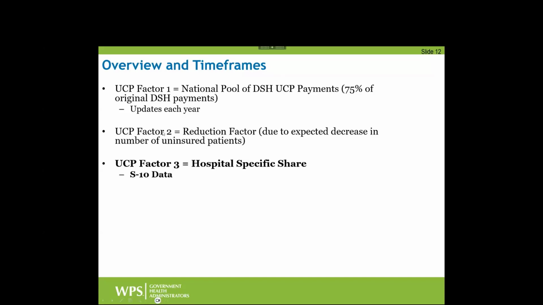So factors one and two, we're not auditing those. That's data CMS gets, and they publish in the Federal Register. Factor three is what the S-10 audit is all about. And our S-10 data that we're looking at is what's used to calculate a hospital's specific share of this overall pool, relative to the entire total population of providers.